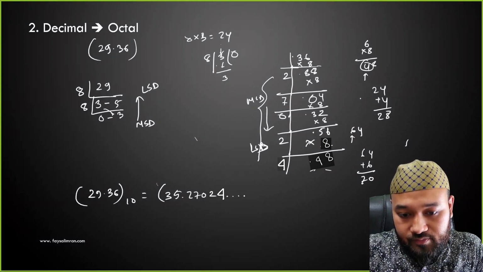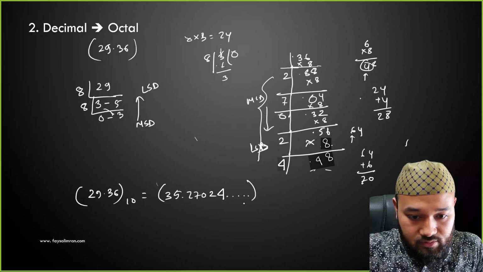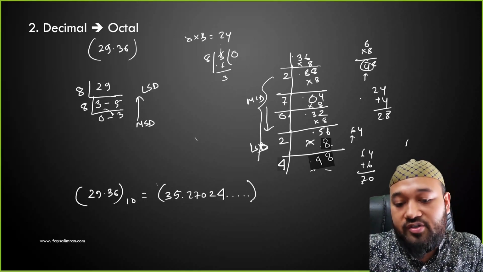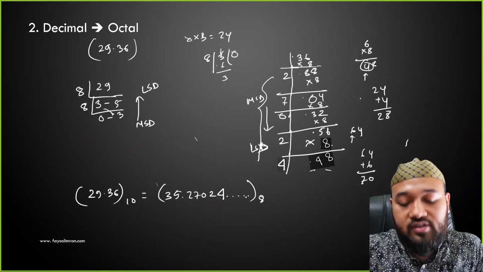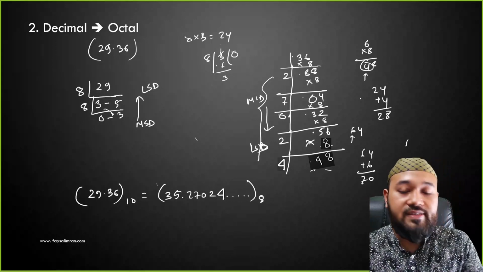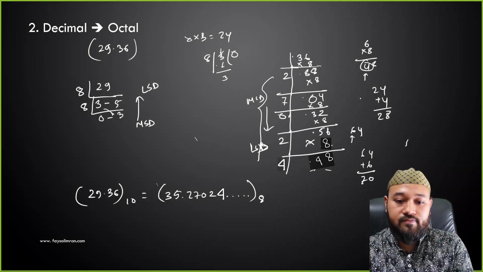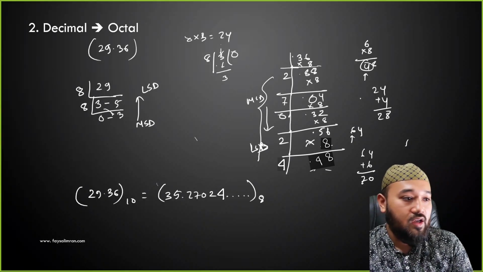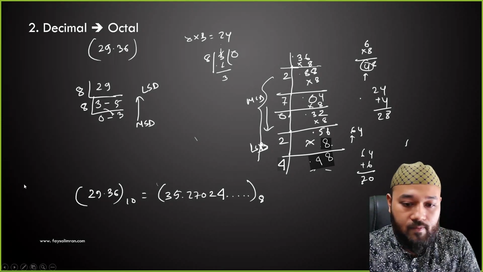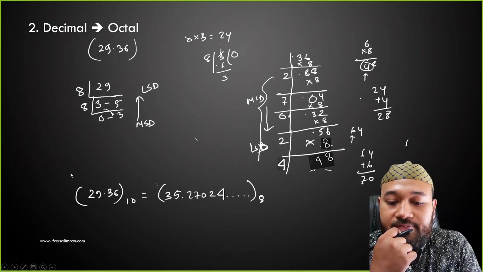So we have to write this dot because this is a continuous process. So this is our octal value. Do you understand? Yes, sir.